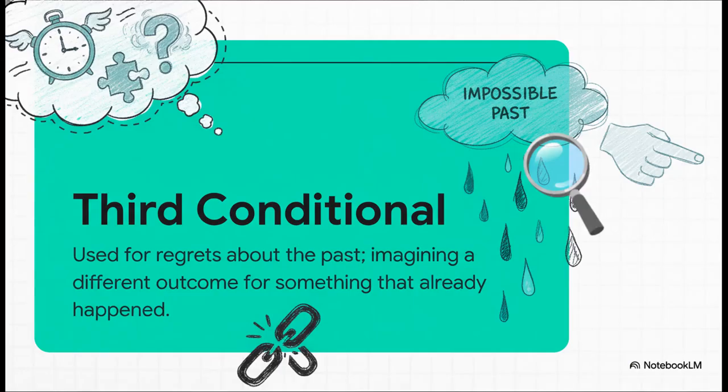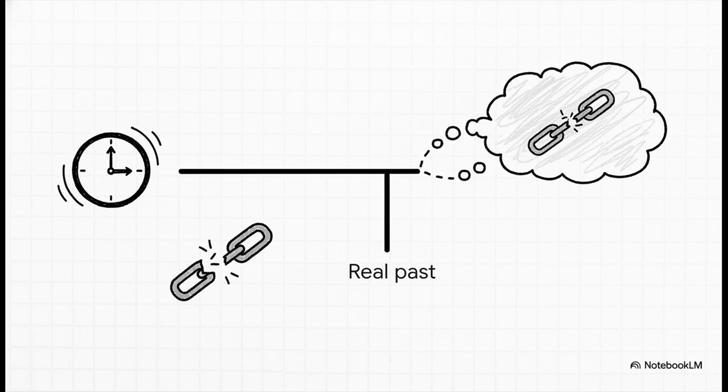Okay, so the most important thing to get about the third conditional is that it's all about an impossible past. It's about things that did not happen. We're imagining a different past. And since we can't change it, this is the exact structure we use for talking about regrets. Now, the grammar gets a little more complex here, but the logic is totally solid, I promise.